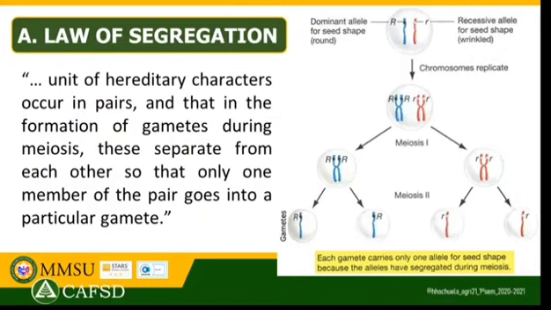Again, I would like to highlight the law of segregation, which states that units of hereditary characters or traits occur in pairs, and that in the formation of gametes during meiosis, these separate from each other so that only one member of the pair goes into a particular gamete. So I would like to dissect this statement. The hereditary characters mentioned here are the alleles.